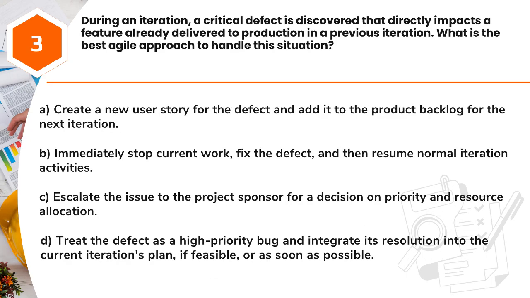Question 3. During an iteration, a critical defect is discovered that directly impacts a feature already delivered to production in a previous iteration. What is the best Agile approach to handle this situation?